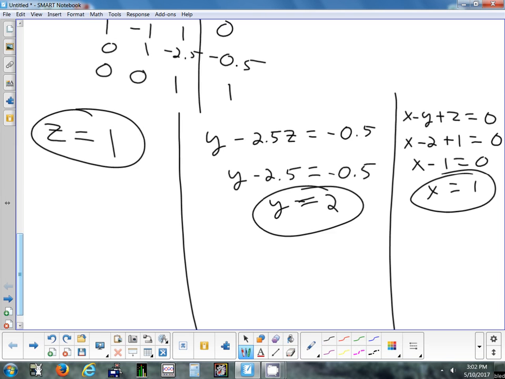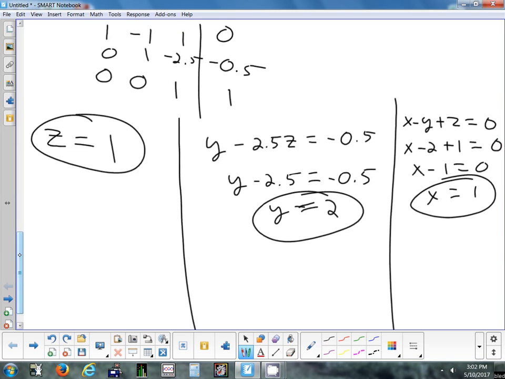Wait, so you're just like reversing the matrix then? You're putting it in its original form? Yeah, it's like you're putting the letters back in when you do substitution. This isn't the only way to finish the problem from this step, but it's the way that we did it in class.